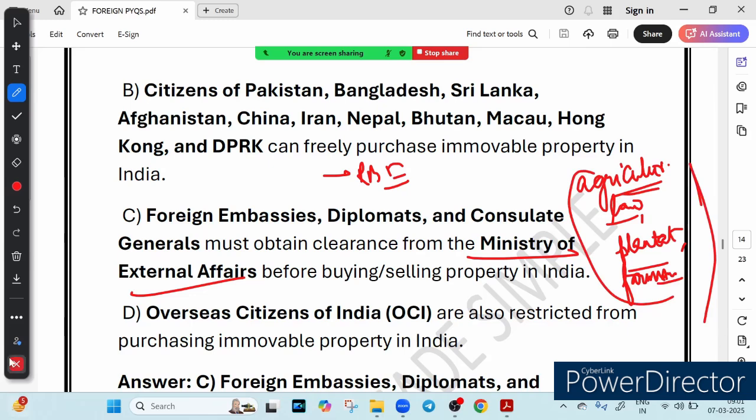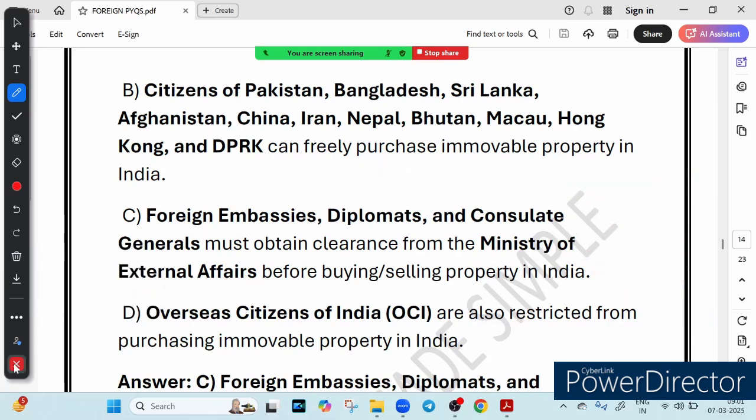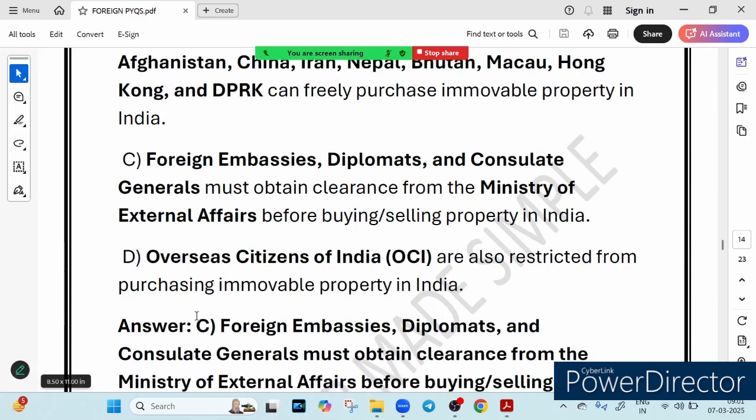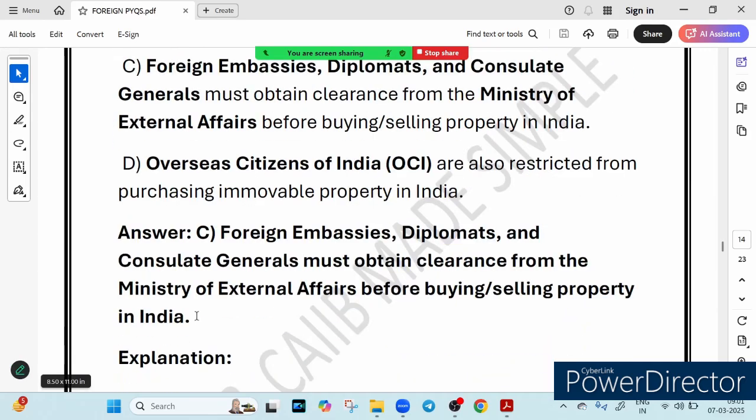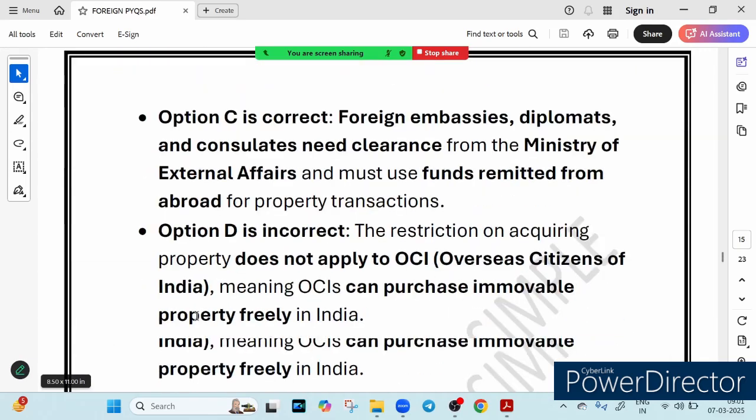But they can't buy agricultural land, they can't buy a plantation farm, and they also can't buy a farmhouse. So these three are the main important restrictions which you must keep in mind. Now let's see our next point.